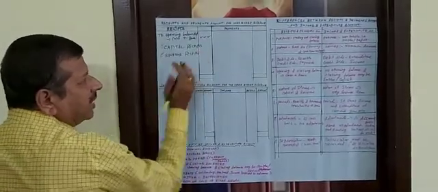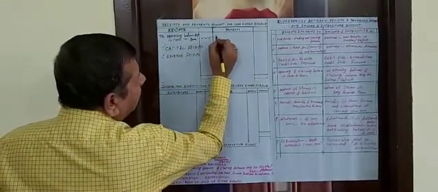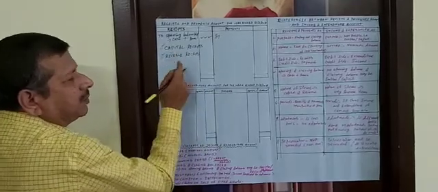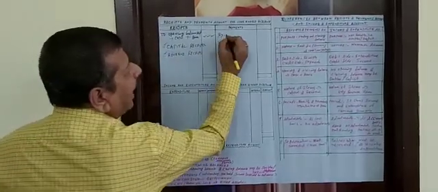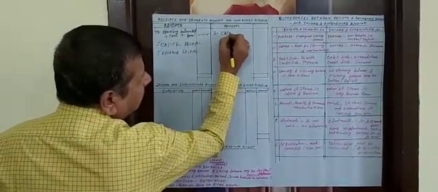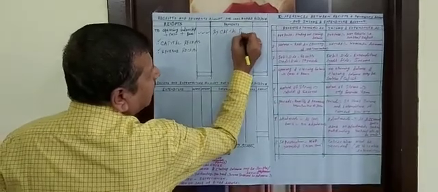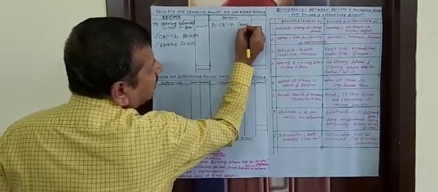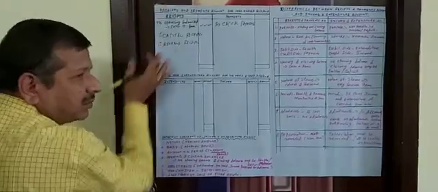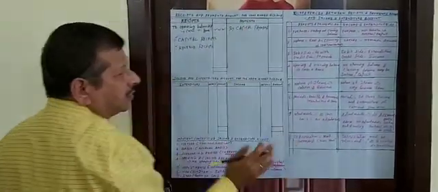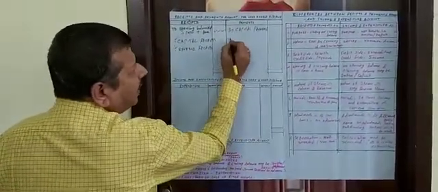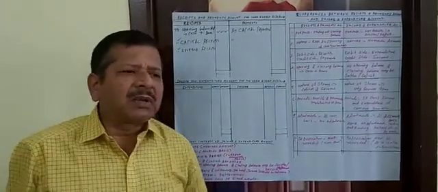The receipt side is over. On the payment side, like capital receipt and revenue receipt, there is capital payment and revenue payment. That means money is going out. Here money comes in, here money goes out. So, capital payments.